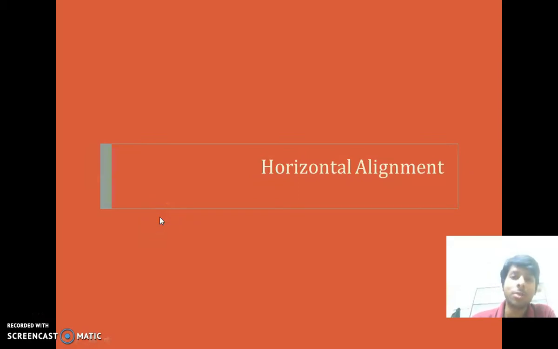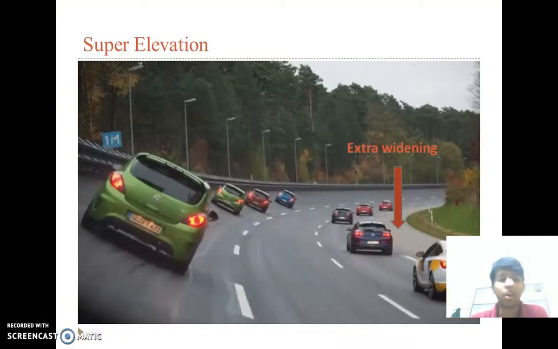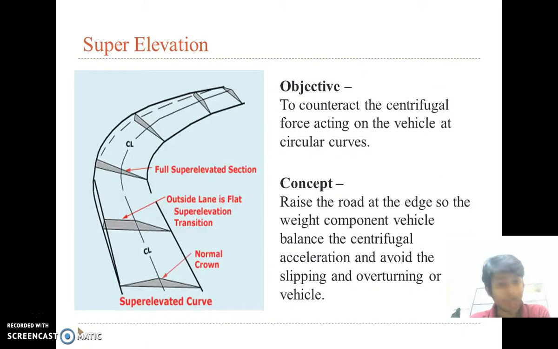So friends, now we'll talk about the horizontal alignment in detail. Basically, horizontal alignment is nothing but simply the straight road, a curve, or a transition curve. These are all part of horizontal alignment. Now, firstly, we'll talk about super elevation. In this figure, you can see the increased elevation on this part of the road and decreased elevation at this part of the road, and you can also see extra width provided on the road. These are all on a curve. You should notice that. Now we will talk about super elevation in detail.